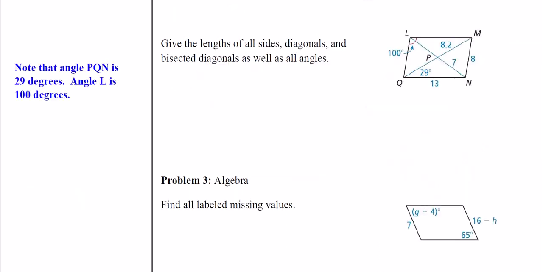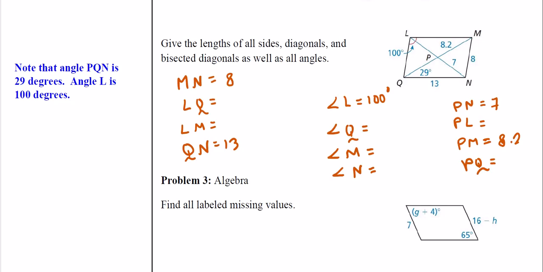Okay, there's a lot going on here. So let's kind of make a list. Okay, so here's everything. Wow. We are listing here the sides. Here are the angles. And then here's the diagonals, or the little parts of the diagonals. So MN is 8. That means LQ, which is the opposite side, is also 8. QN is 13, which means the opposite side, LM, is also 13.